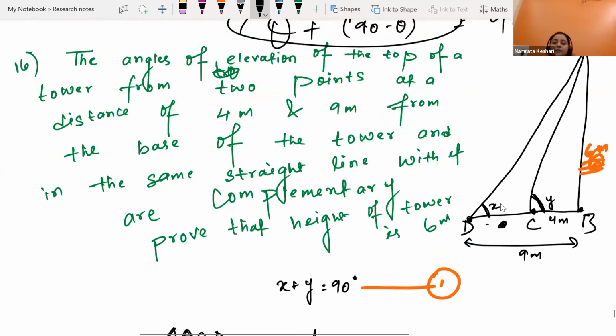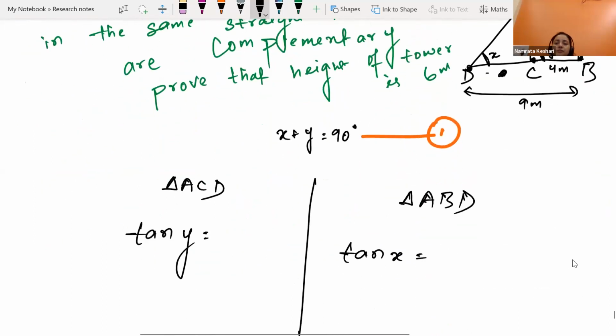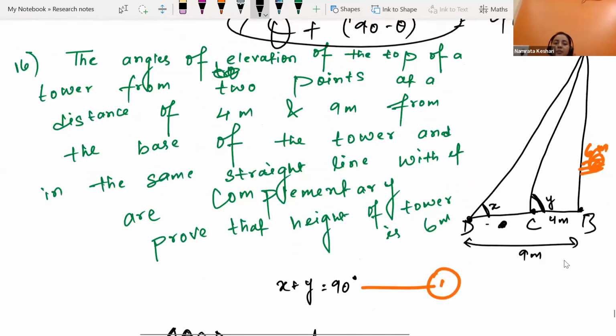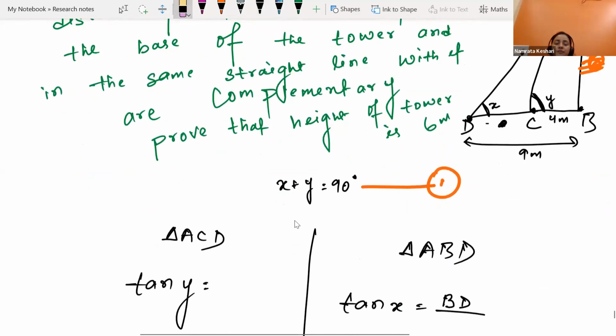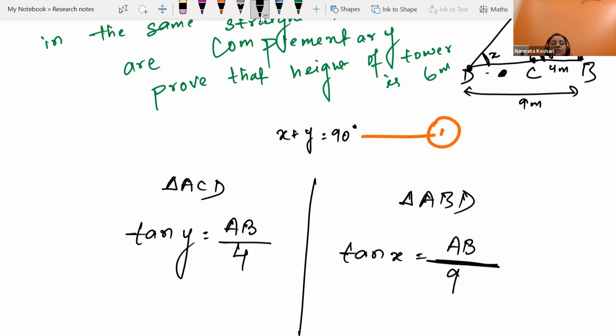Now tan x is opposite over adjacent. Opposite is the complete height, BD, over adjacent, the width. Height is AB, and adjacent is the complete length, that is 9 meter, which was given. Tan y is still the total height AB over 4 meter, which was given.